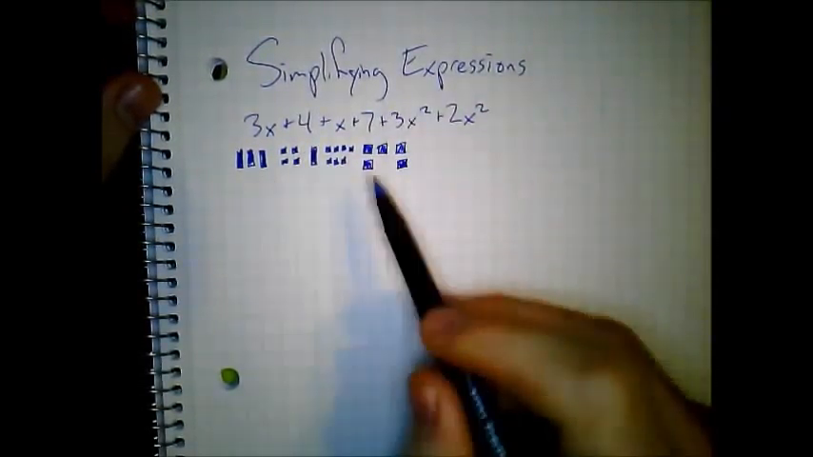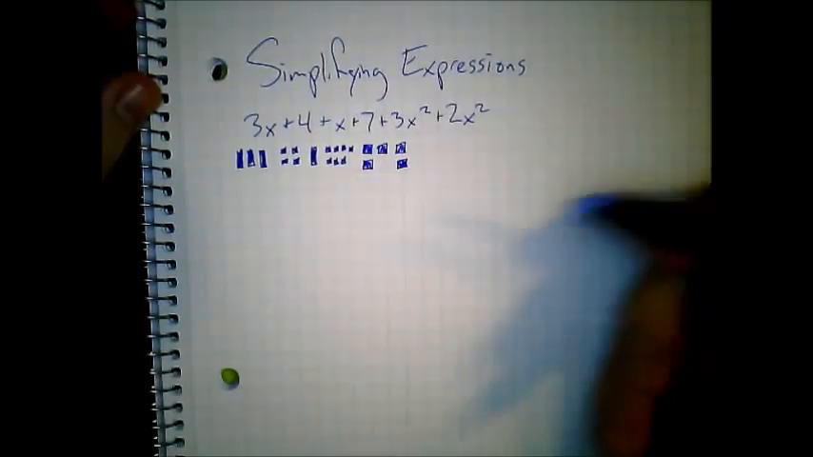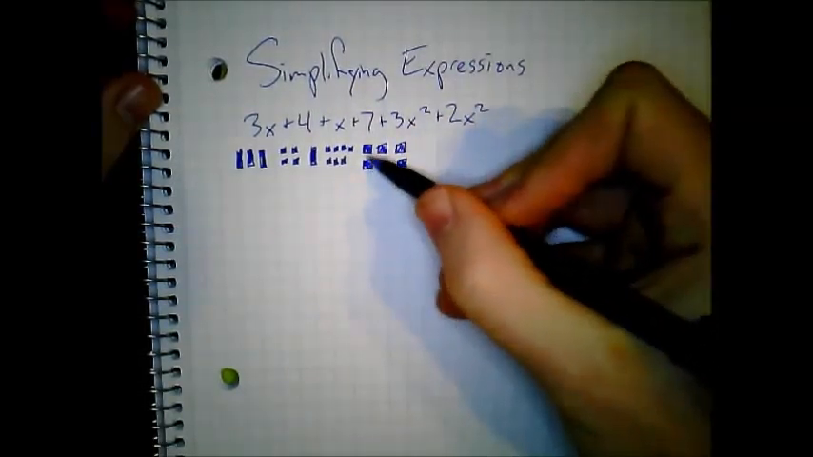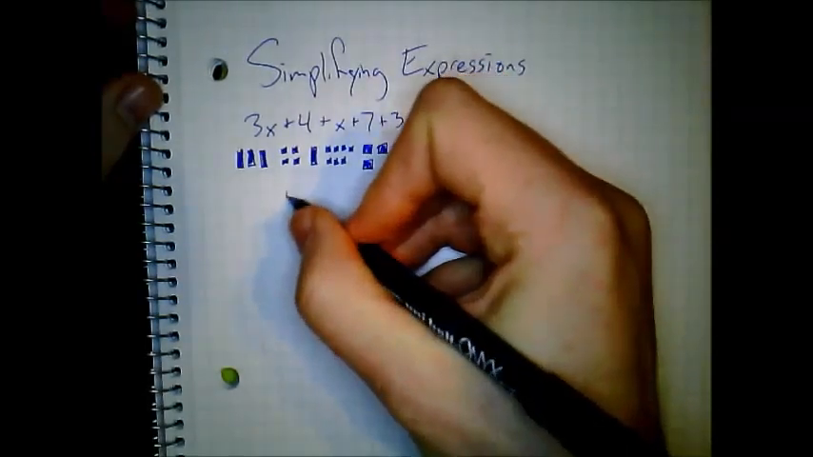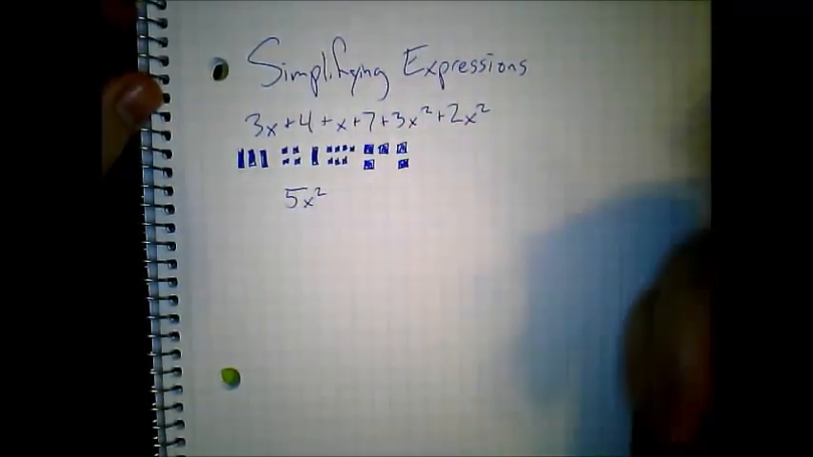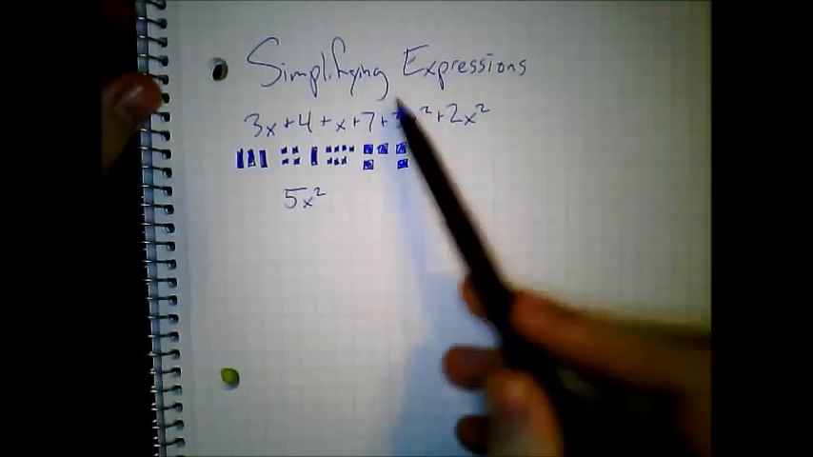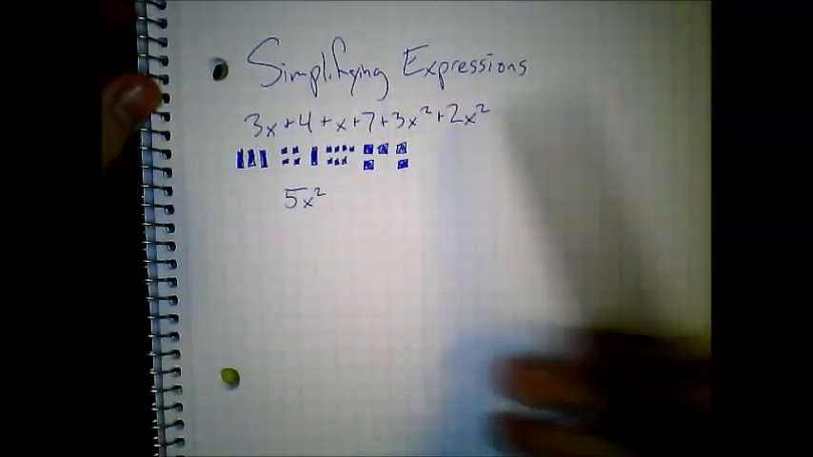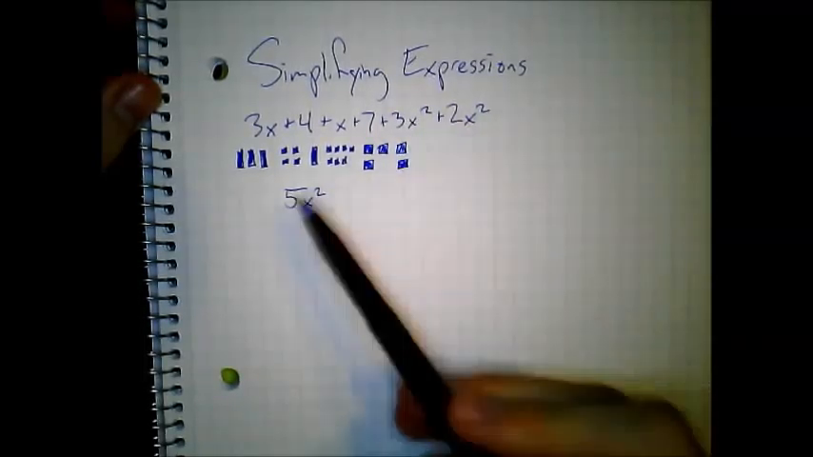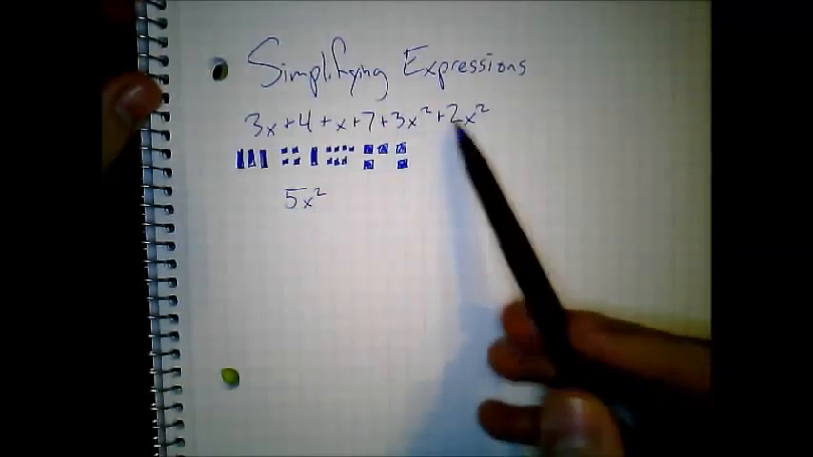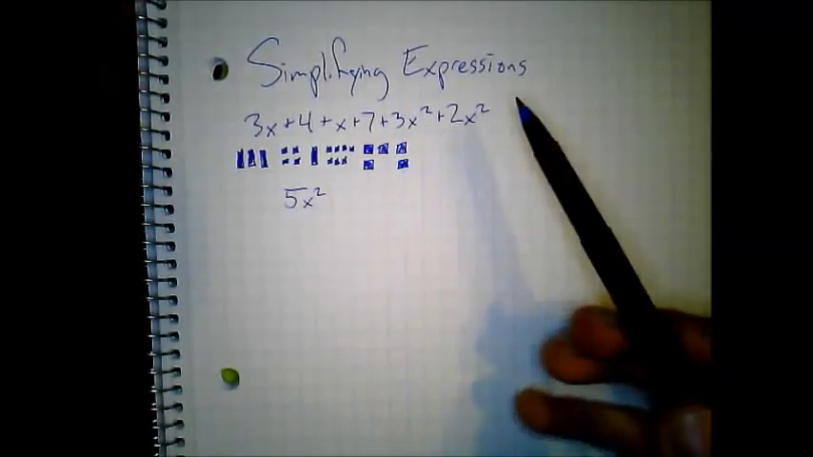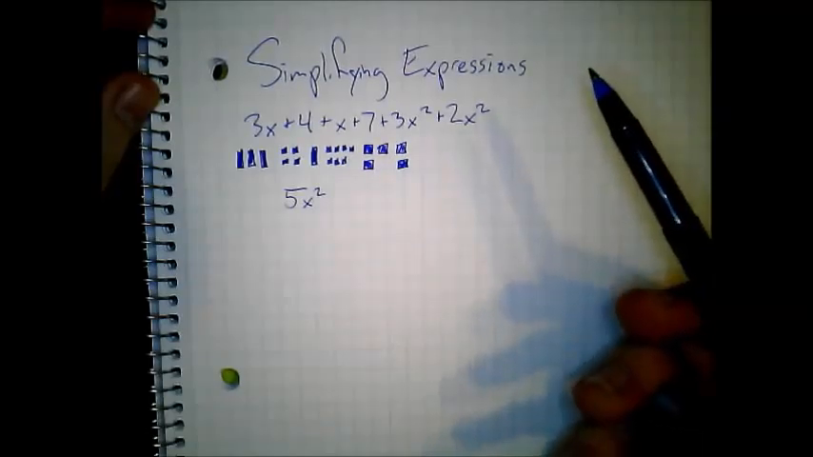So we want to look at what do we have total. We're going to start with our x squared. How many x squareds do we have? We have 1, 2, 3, 4, 5. So we have 5x squared. Now this makes sense because in our original expression we had 3x squared plus 2 more x squared. So 3x squared plus 2x squared is obviously 5x squared because 3 plus 2 is 5. And these are like tiles. We call them like terms, so we add them together.